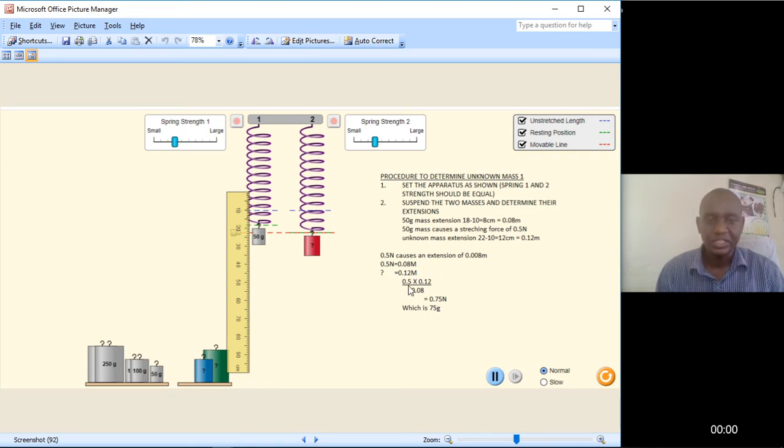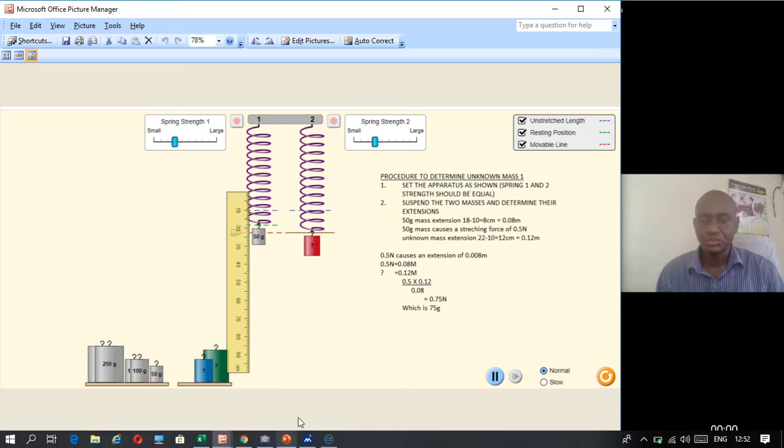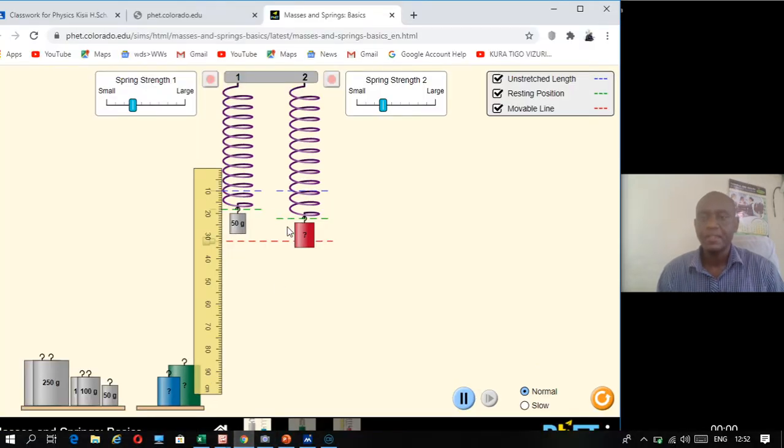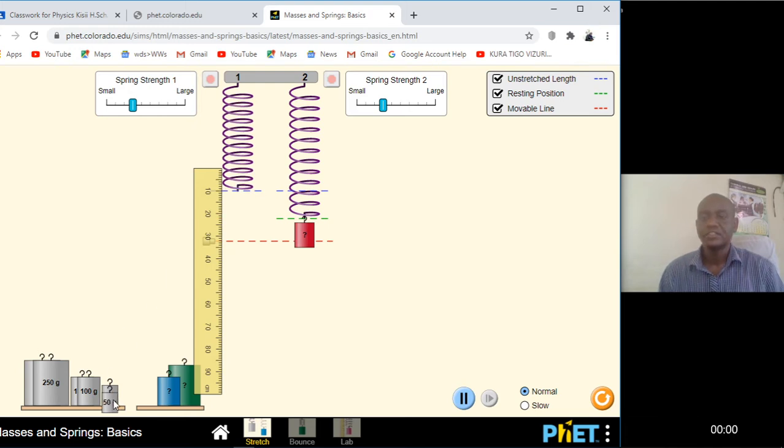And then this is the mathematical part. All of you know how to express those ideas. And finally, we arrived at 0.75 Newton for this red unknown mass, which is actually 75 grams. Setup 2: I removed this one, then also removed this one.